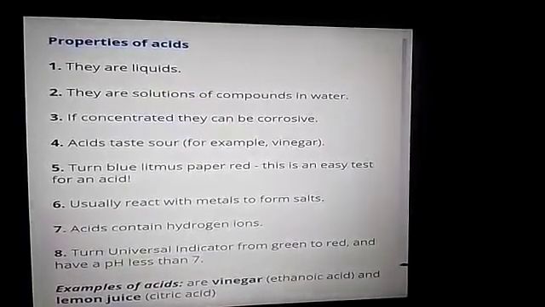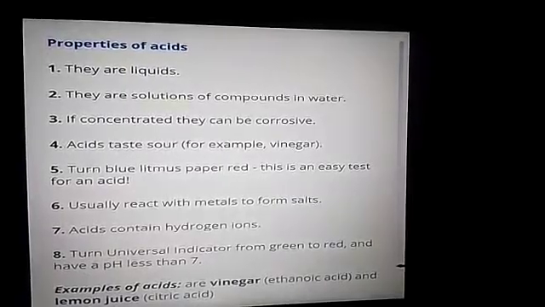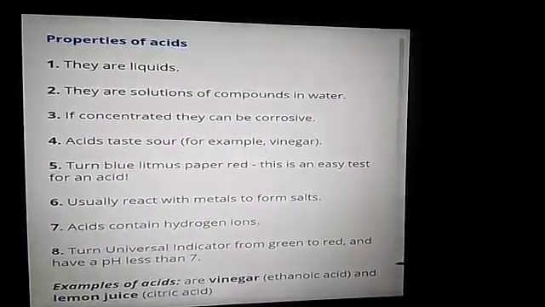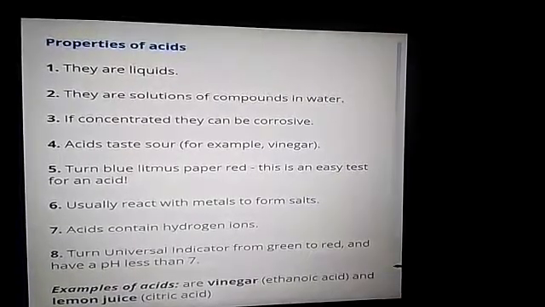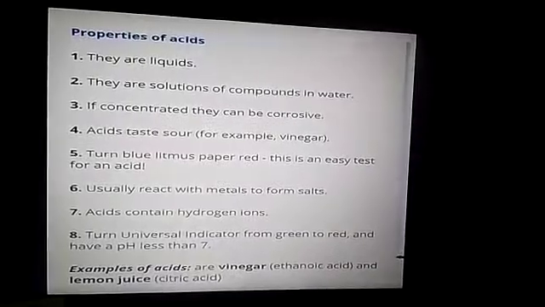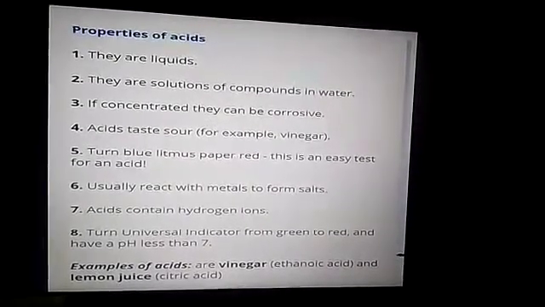So these are the substances whose smell changes in acidic and basic solutions, called olfactory indicators. For example, onion, vanilla and clove oil. So they have characteristic smells.